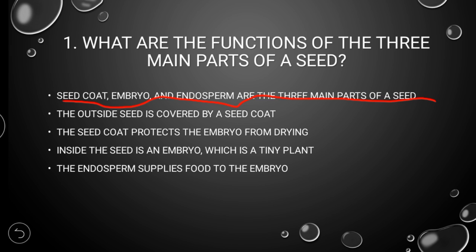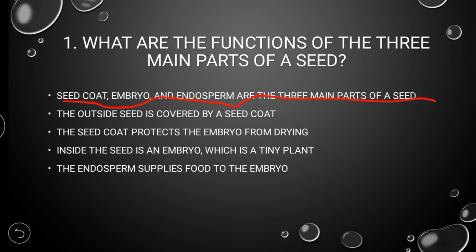I have already shown this in a video, where I mentioned the embryo in the seed. Where is the embryo? I have already drawn a picture of the parts of a plant and the parts of a seed, and I have explained that. So the embryo is a tiny plant inside a seed from which a new plant arises.